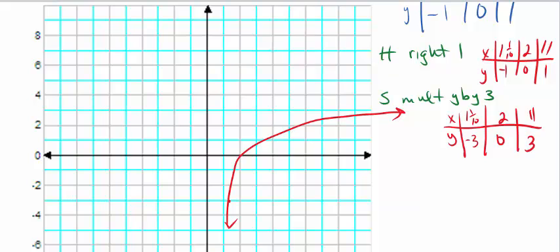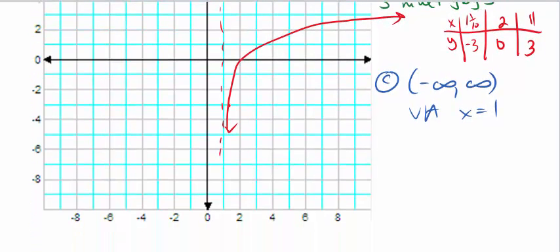Okay, so we already know that x is going to be greater than 1. So the next part of this, because that's what they're going to ask for, part C, is find the range. Well, the range is always going to be -infinity to infinity. And the vertical asymptote is going to be x equals 1.